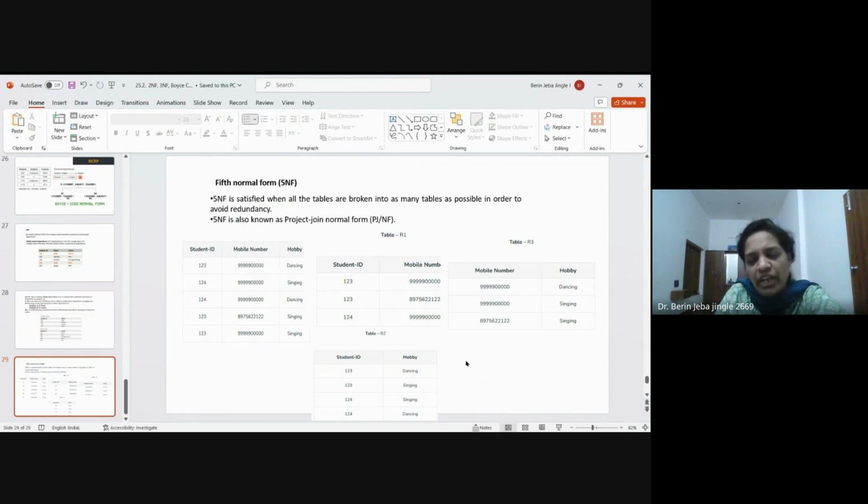Likewise, as many tables as we can, we decompose from a main table in order to reduce the redundancy. So thus we can achieve the fifth normal form. So these are the things about normalization.